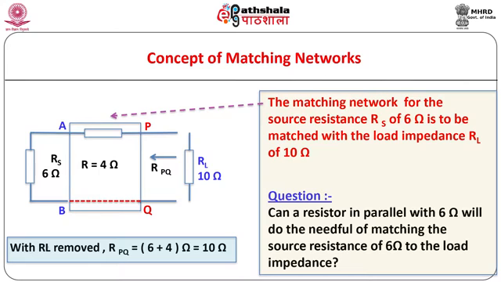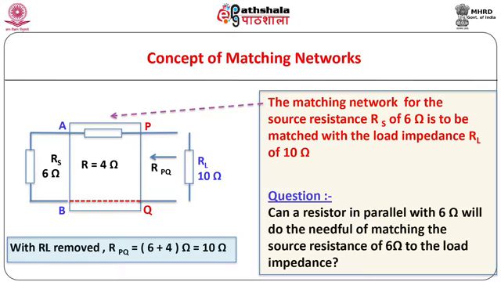The answer is simple. The matching network is a simple resistance of 4 ohm connected between terminals P and A, with a short circuit placed between terminals Q and B as shown. Is it so easy for any given load?